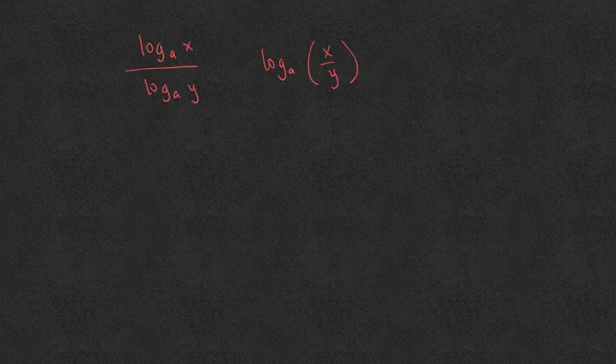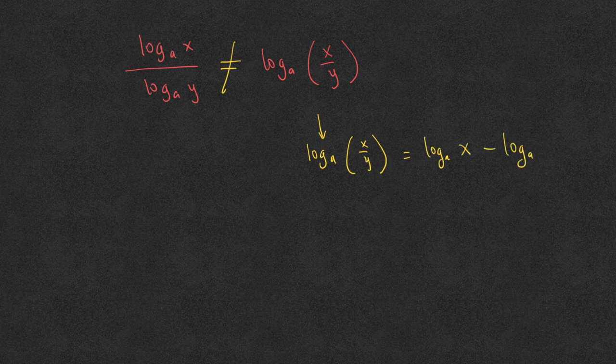Log base 8 of x over log base 8 of y is never log base 8 of x over y. Well, this is an easy one because we know from the law of logarithm that log base a of x over y is log base a of x minus log base a of y, which is not the quotient. But if that is not enough, we will come up with a counterexample.